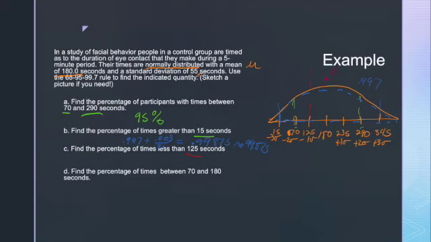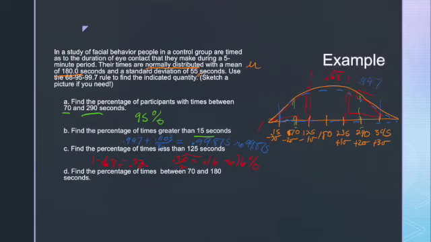Next, I want to find the percentage of times less than 125 seconds. 125 marks the first standard deviation. So I have 0.68 of data. I need to know how much I have left over. Well, 1 minus 0.68 is 0.32. So 0.32 is the area in my tail on the left and my tail on the right. So I need to divide that by 2. I get 0.16, so 16% of data.